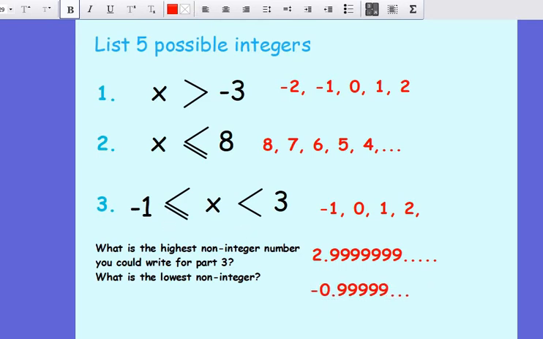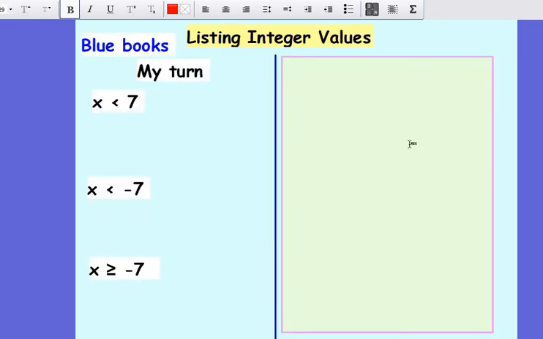Well done if you got that right. Okay, you're right. In your dark blue books, can you write the title Listing Integer Values? And then can I see pens down, eyes on me? I'll go through some examples and then you're going to do some examples.